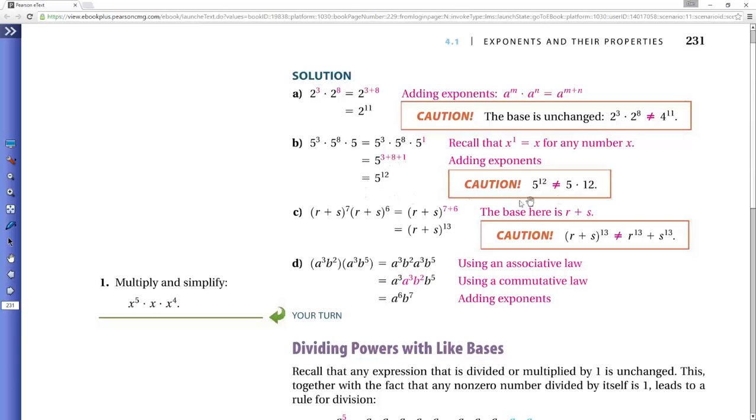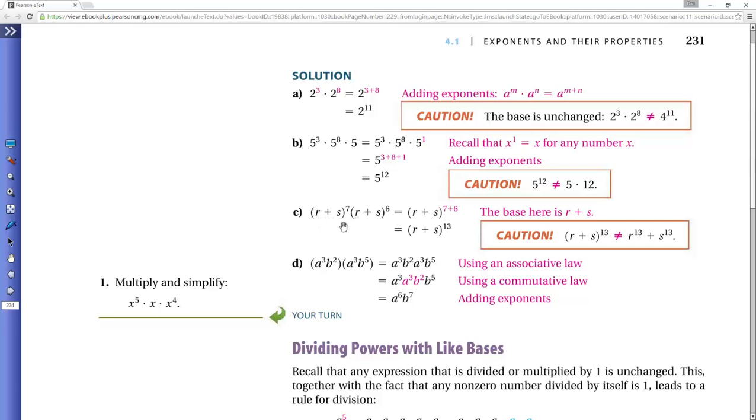And they have another caution here, it not necessarily has to do with this 1 power. But it's very easy to go in here and say that 5 to the 12th power is the same as 5 times 12, which is 60. 5 to the 12th power is quite a bit larger than 60. Okay.